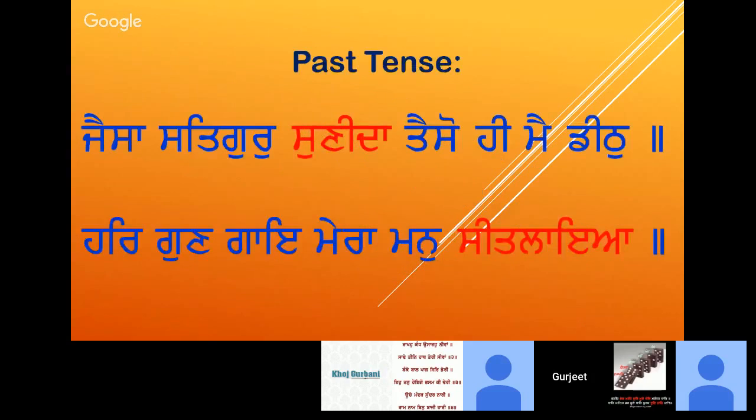Jaisa Satgur Sunida: from suni they have added another suffix to make it a past tense. Taiso he me did. So I have heard about him in the past, and now presently I have done the darshan, I have observed him. Then Hari Gun Gai Mera Man Sitalaya. When I started singing the Hari Gun, my mind started to cool down. So then we'll have an example of future tense here.